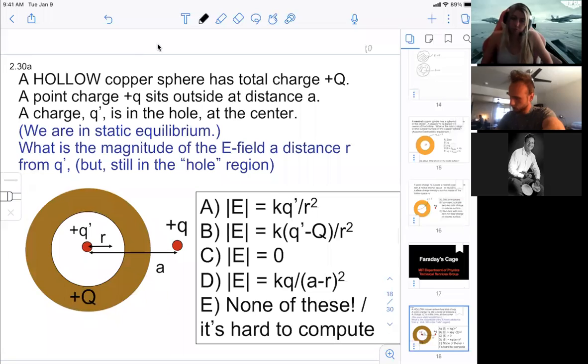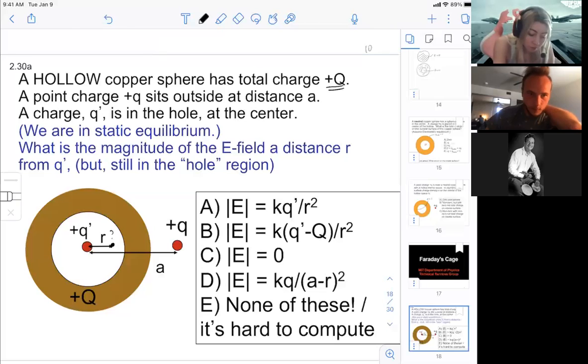Now I'm going to make things a little bit more complicated by putting both a charge inside and outside. So let's put both of them. And even more, this hollow sphere is no longer neutral. It has a net charge of positive Q. It's in a static equilibrium situation. And what is the electric field at a distance r away from the center? What is the E field right here? What would that look like? We'll let you discuss this for a couple of minutes.